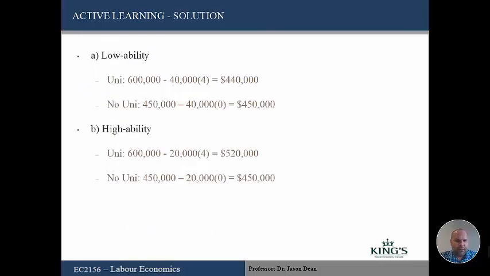Okay, so for a low ability person, if they get a university degree, they're going to get 600,000, but the cost to them will be 40,000 times 4. If they get no university, then they're going to get 450,000, and the cost is 0 because there's no cost. So in that case, low ability will not choose to go to university. Oh, my mistake.